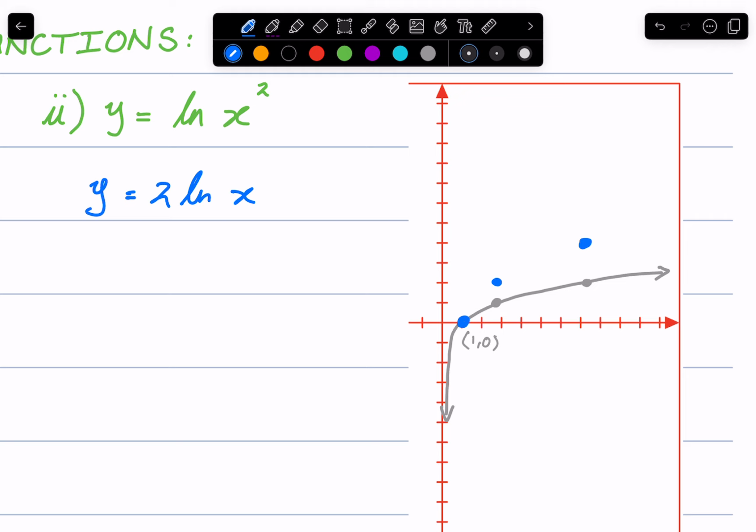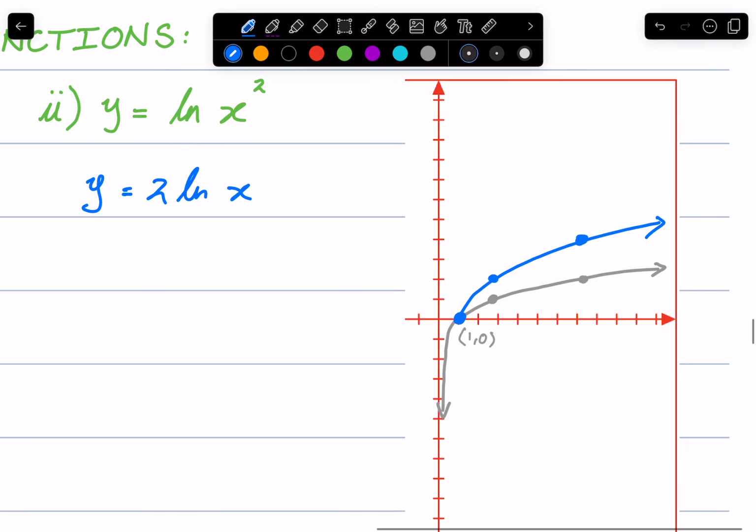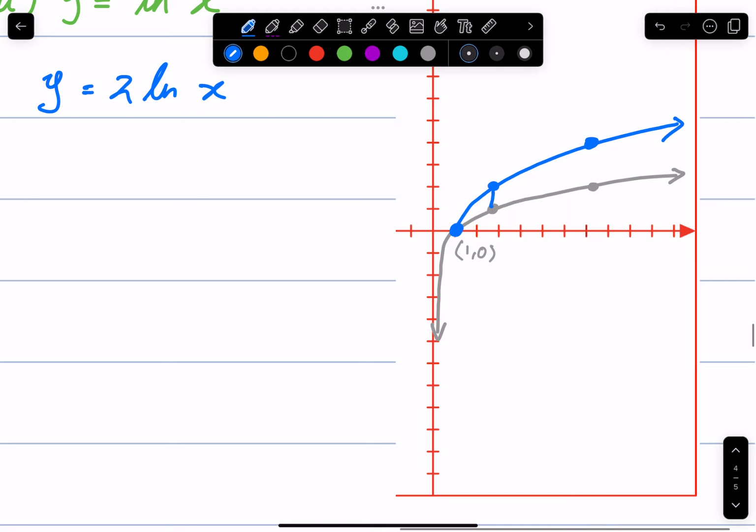Oh, and e of 1 is always going to be 0. But as you can see, it's been stretched outwards, like it's been moved away from the original. Likewise with this point here, it would be moved further down. It's being stretched away like so.